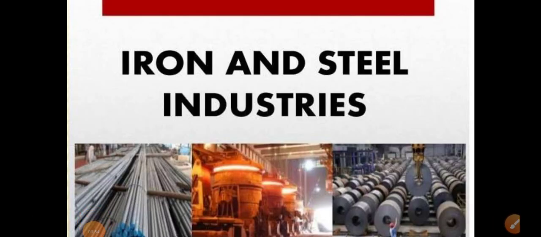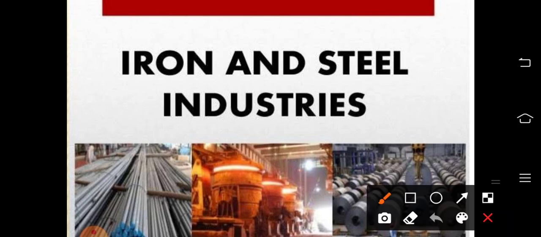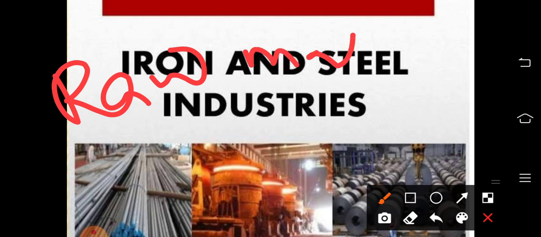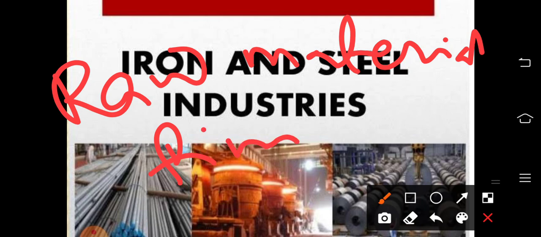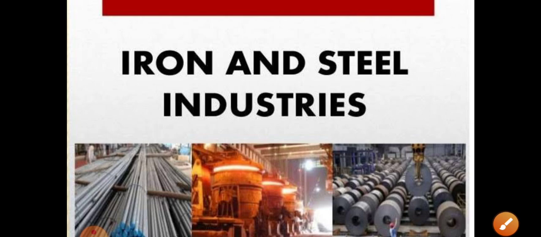As we have already seen in the classification of industries, the iron and steel industry is a heavy industry. What do you mean by a heavy industry? You know that heavy industries are those where the raw materials as well as the finished goods are heavy in nature. So these heavy industries use heavy raw materials, and the finished products of the industry are also heavy in nature. So the iron and steel industry comes under the category of heavy industry.